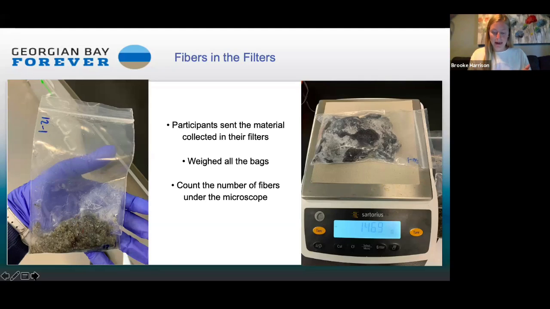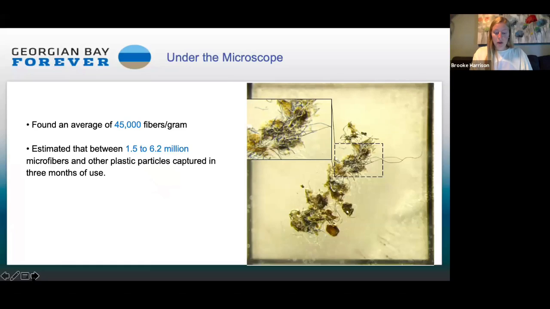So we weigh every single household's fibers that come in, and then this is when we would separate and count the microfibers. Based on our estimates, there are about 45,000 fibers per gram in each bag. We estimate 1.5 to 6.2 million microfibers and microplastics were captured per one household in the first 3 months of use. The image here is 5 milligrams of lint in about 1 centimeter by 1 centimeter, so what we're looking at here is smaller than a dime in size. You can see how dense they are, how much there is in this filter. There are probably about 300 microfibers that you're looking at there.